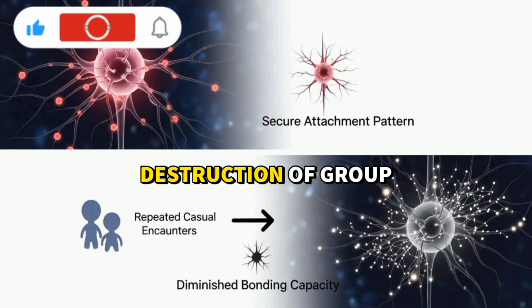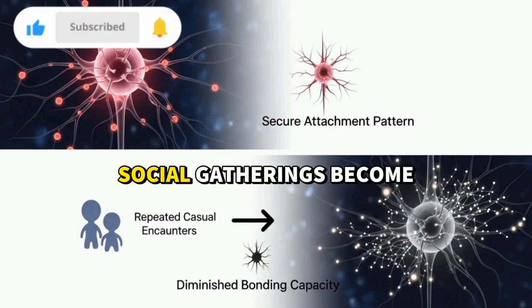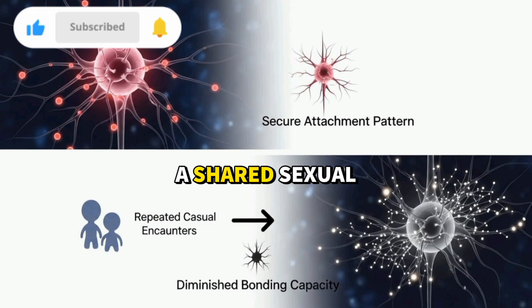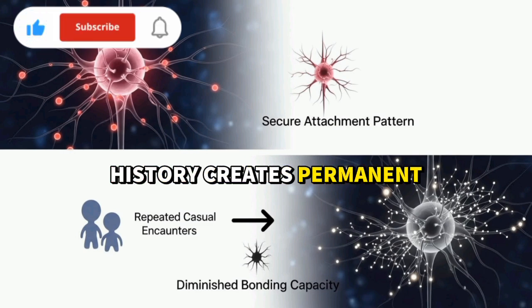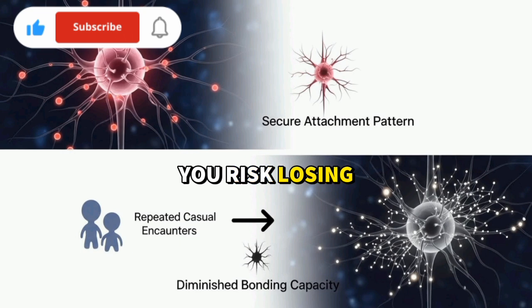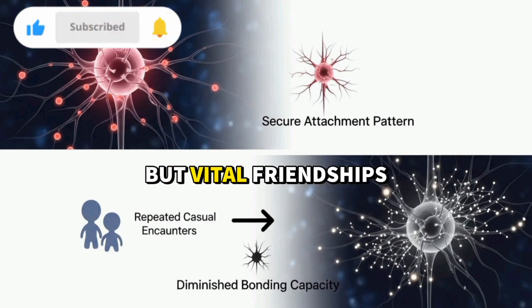3. Destruction of group cohesion. Social gatherings become awkward. Friends must censor themselves. A shared sexual history creates permanent, unspoken tension. If the relationship ends poorly, you risk losing not only the partner, but vital friendships.